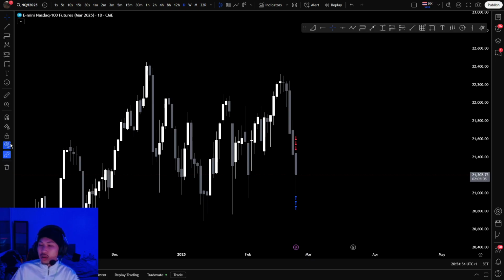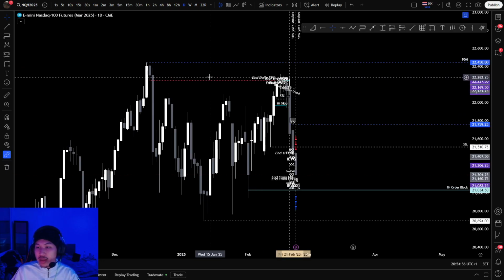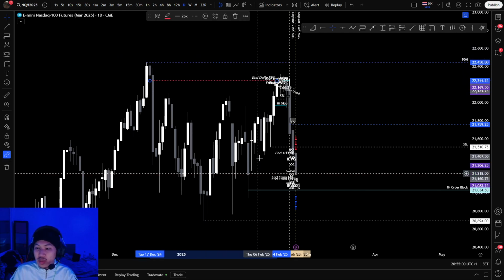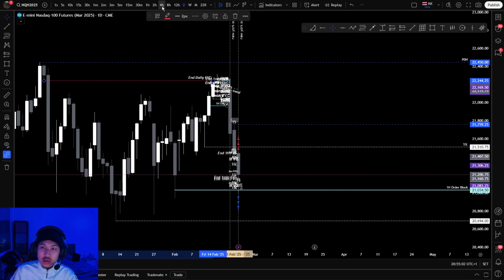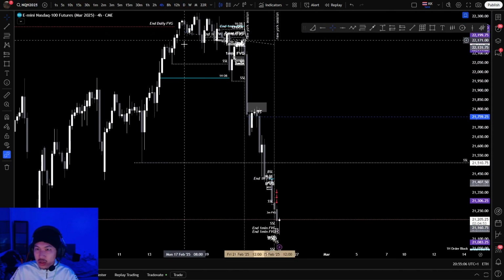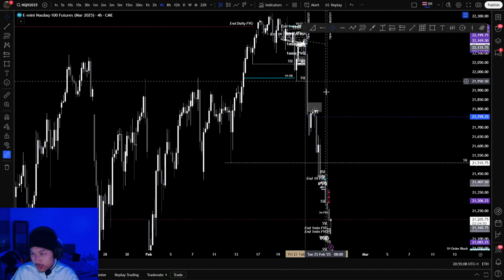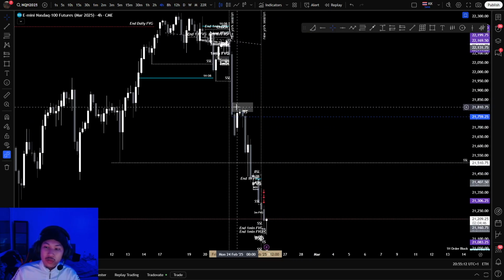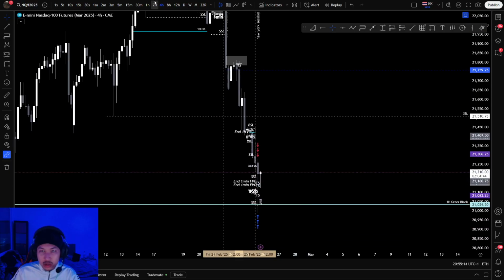Alright, so here we're still in that daily fair value gap. We got that previous day high around here, and a huge bearish drop here, so I went to the 4 hour. We still got our sell model around here, building up on the daily fair value gap, and it had a huge drop coming up at this 4 hourly fair value gap and dropped even harder.